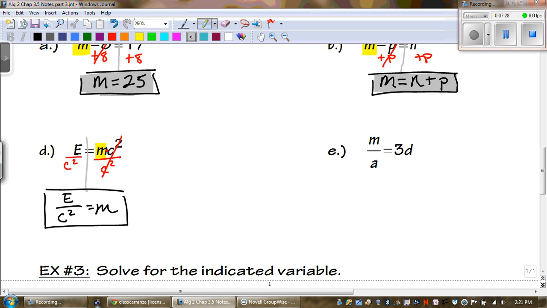While these look very difficult, I think these are very easy because you're just moving things around. Okay, and you're just practicing the rules.